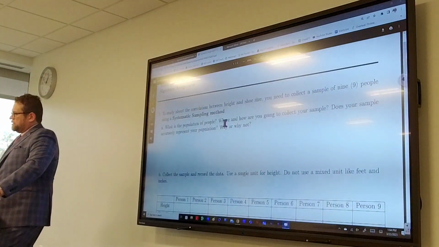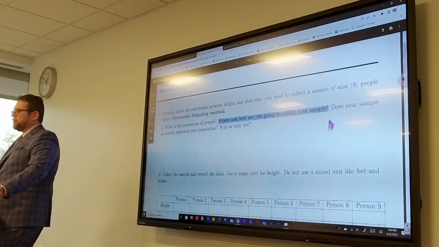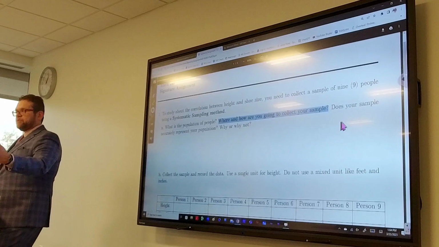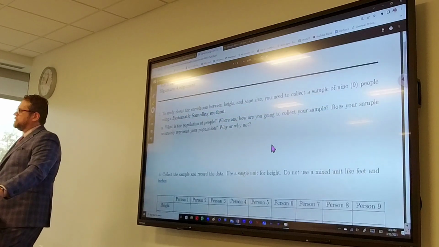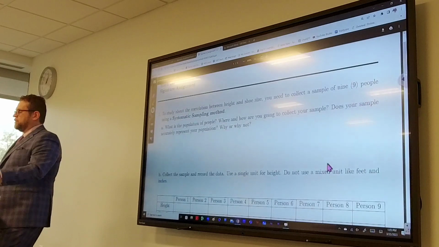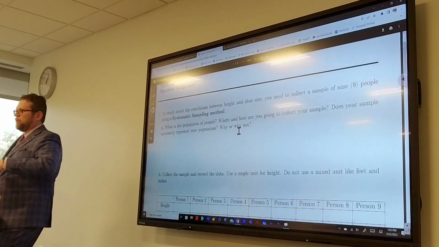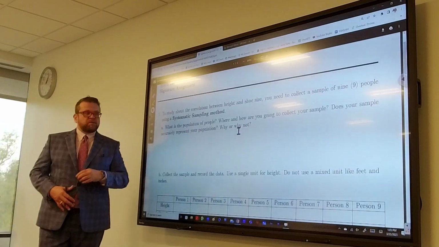All right, the next thing they ask is where and how are you going to collect your sample? Well, we already answered that, because we said it's coming from the list of 500. We said how, because we used the systematic sampling method like it says to do right here. The last 2 questions, don't worry about it. Does your sample accurately represent your population? Why or why not? Those are actually not answerable. They shouldn't even be there.